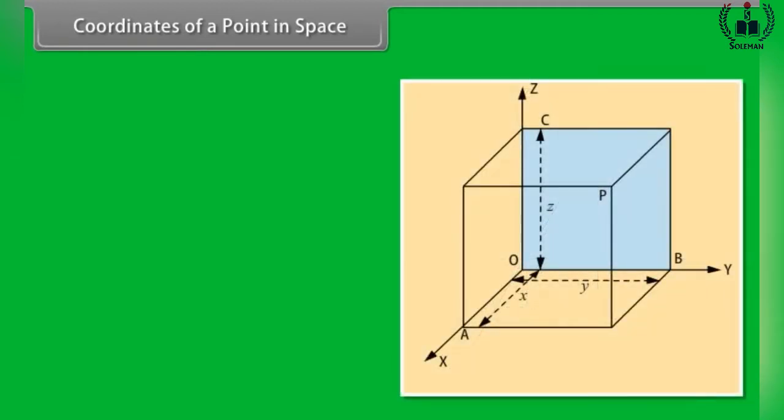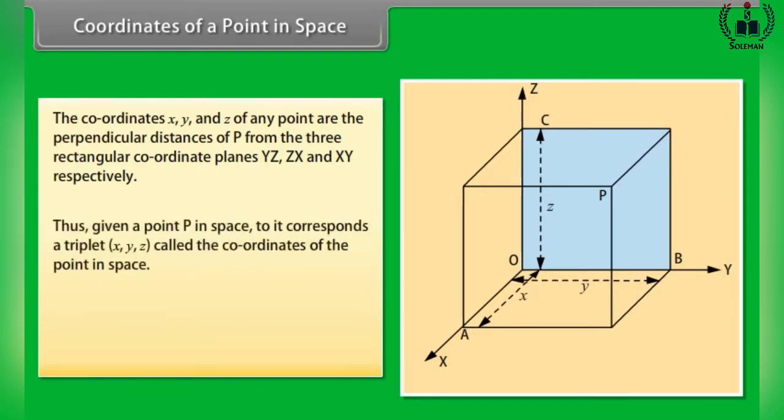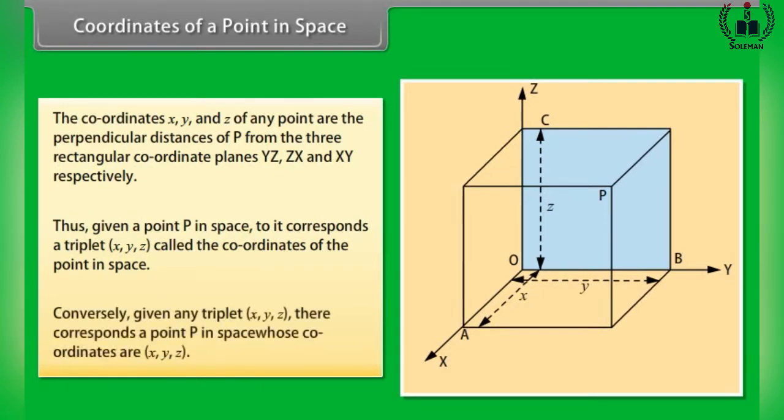Again, if we complete a rectangular parallelepiped through P with its three edges, OA, OB and OC meeting each other at O and OP as its main diagonal, then the lengths OA, OB, OC, that is X, Y, Z, are called the coordinates of the point P. The coordinates X, Y and Z of any point are the perpendicular distances of P from the three rectangular coordinate planes YZ, ZX and XY respectively. Thus, given a point P in space, to it corresponds a triplet X, Y, Z called the coordinates of the point in space. Conversely, given a triplet X, Y, Z, there corresponds a point P in space whose coordinates are X, Y, Z.